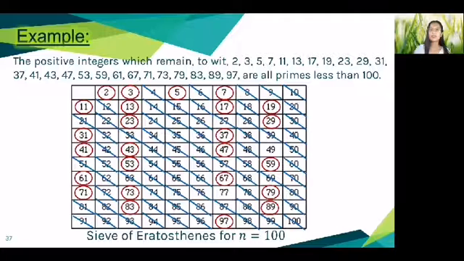The positive integers which remain are 2, 3, 5, 7, 11, 13, 17, 19, 23, 29, 31, 37, 41, 43, 47, 53, 59, 61, 67, 71, 73, 79, 83, 89, and 97. These are all the primes less than 100. Did you understand the method?